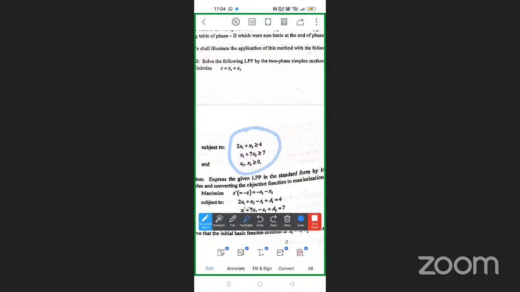Two equations are given. First equation: 2x1 plus x2 is greater than or equal to 4. Second: x1 plus 7x2 is greater than or equal to 7. Here we can add two artificial variables. First, to make greater than or equal to into equality, we add surplus variables. So that is the standard form. Next we add artificial variables to the equality case: minus s1 plus a1 here, and minus s2 plus a2 here.